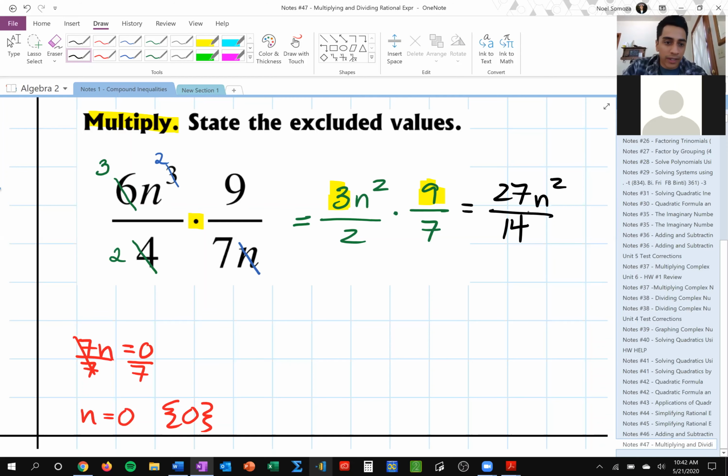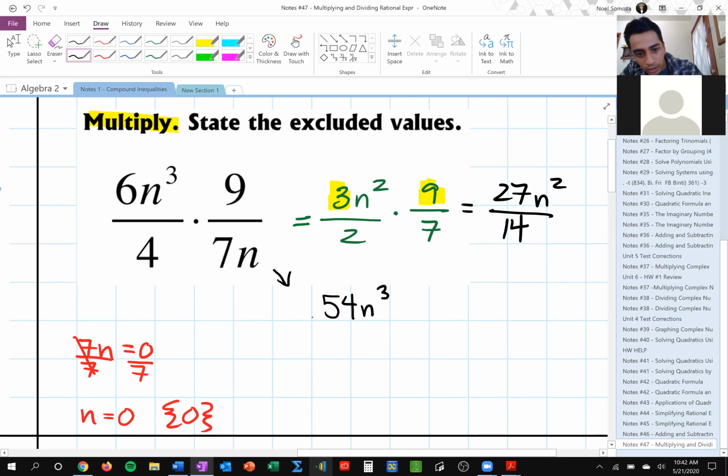The reason why I've simplified the values before is because it becomes harder to multiply things across when the numbers are large. Let me show you a different way. Let's say I choose not to simplify anything at first, and I just multiply straight across. Then I would get 54n to the third all over 28n. This is another approach. You can see that n to the third over n is going to cancel out one of them, so you're left with n squared. Meanwhile, this n is gone.